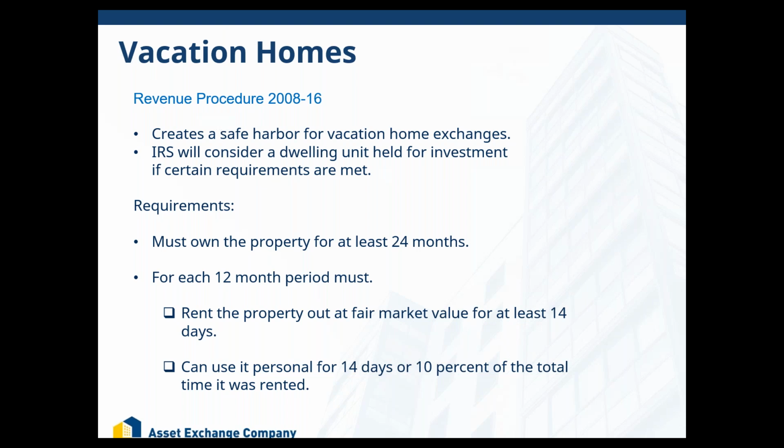All right, here's an example of how that could work. Let's say during that 12-month period, you actually rent the property out for 200 days. Okay, so 10% of 200 would be what? Would be 20, right? You could use that property for your personal use for 20 days instead of the 14 days, okay? If that property meets those guidelines, it qualifies as an investment property, and hey, you can use it in a 1031 exchange.